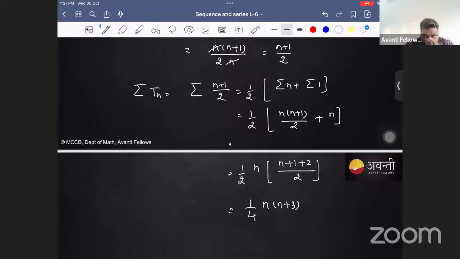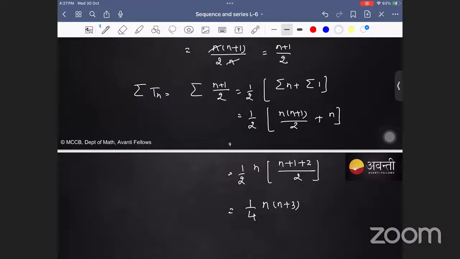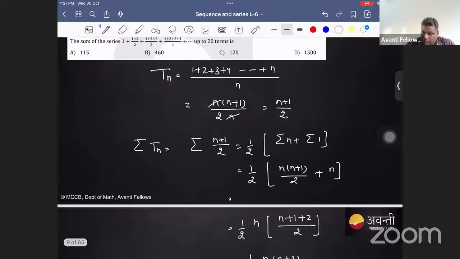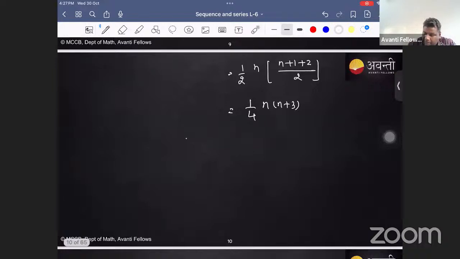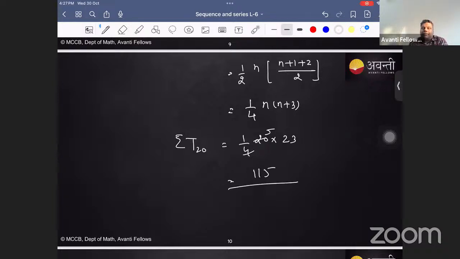Roshan, got this? Yes, sir. Now this is sigma Tn that you were looking for. So T20 sigma, the sum of 20 terms, will be 1/4 of 20 into 23. 4 5s are 20, 23 into 5 is 115. That's correct. Am I clear?